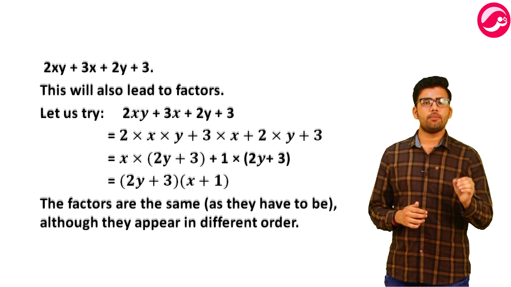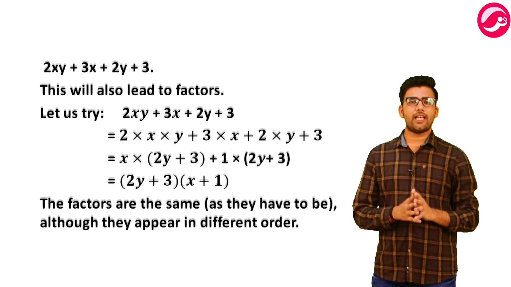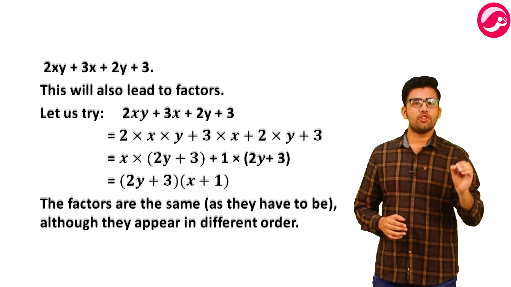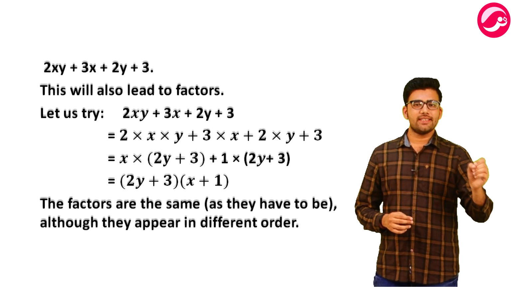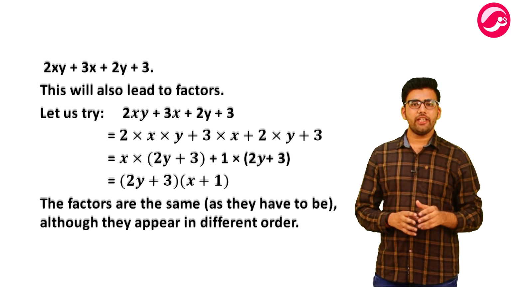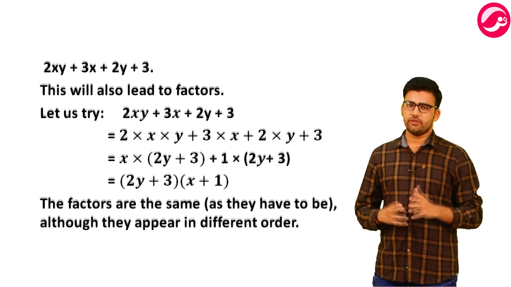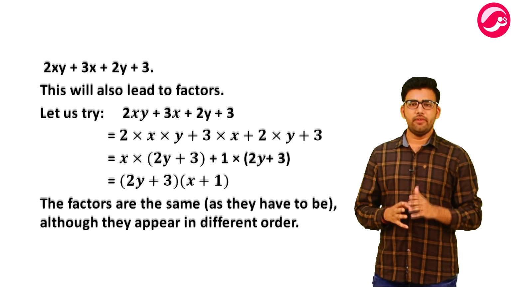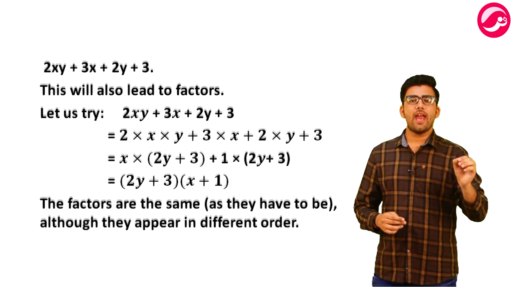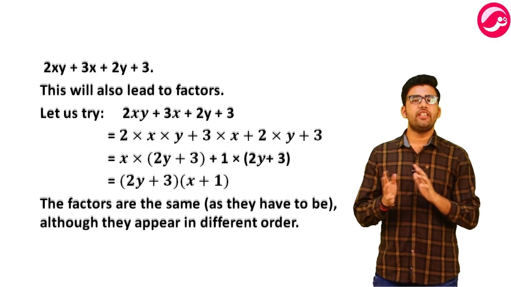Suppose we regroup the expression as 2xy plus 3x plus 2y plus 3. This will also lead to the factors. Let us try 2xy plus 3x plus 2y plus 3. Here we will get 2 into x into y plus 3 into x plus 2 into y plus 3. That is x into (2y plus 3) plus 1 into (2y plus 3). That will be equal to (2y plus 3) into (x plus 1). The factors are the same as they have to be, although they appear in different order.